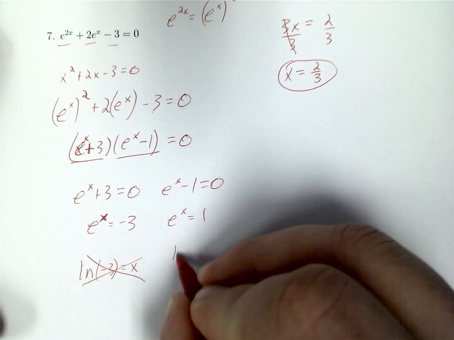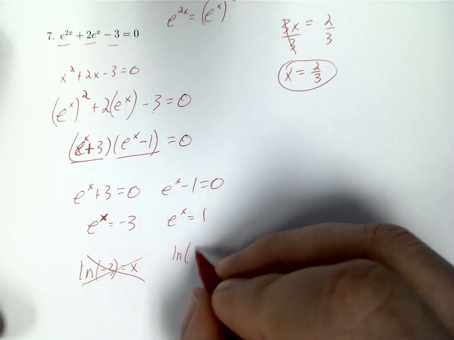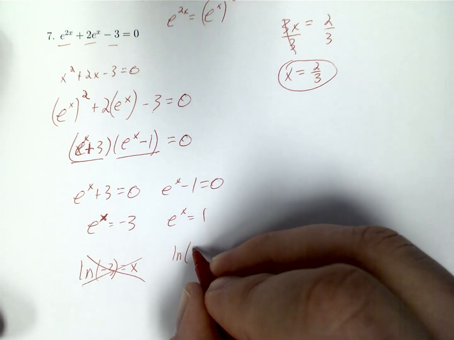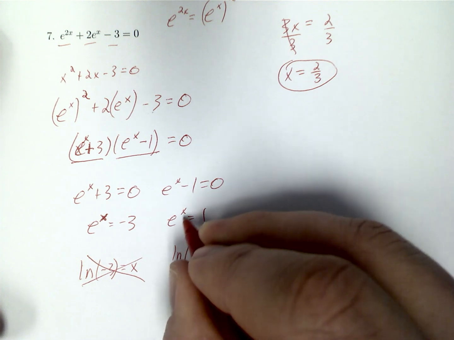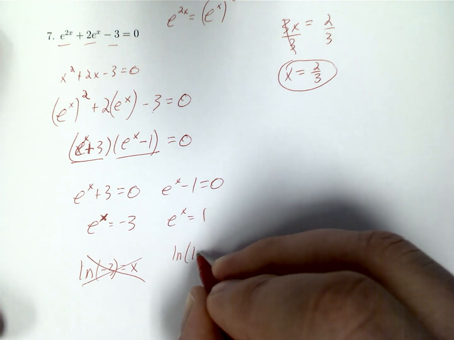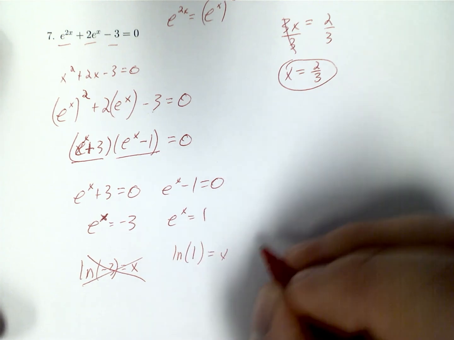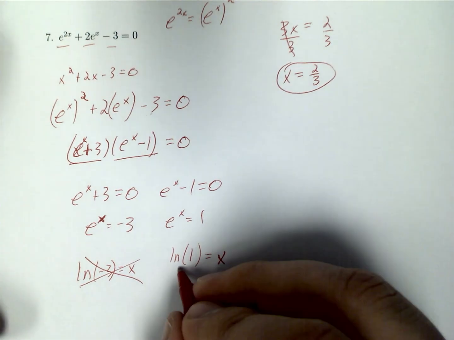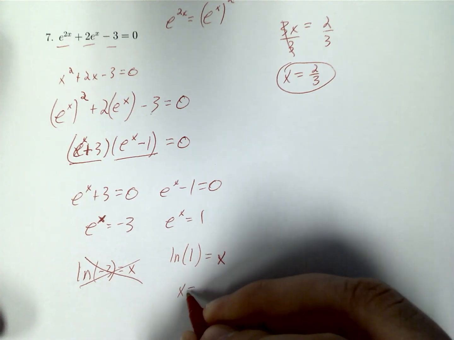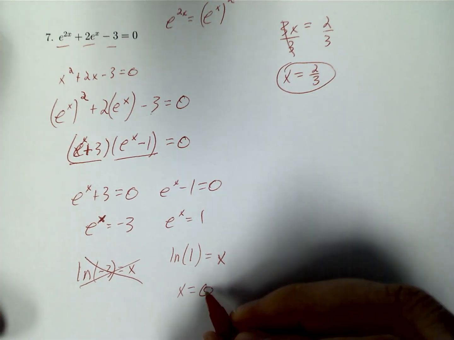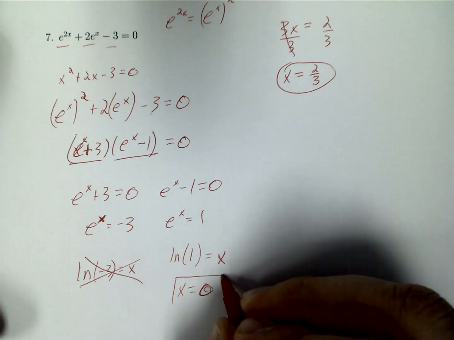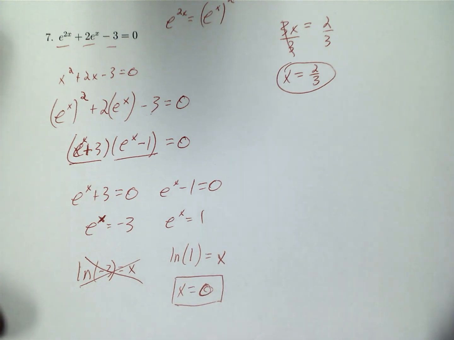But if we do the other factor, ln of 1, so log base e, ln, the output is now the input, 1 equals the exponent x, and ln of 1 is 0. So x equals 0 is our only solution. And that concludes this lecture.